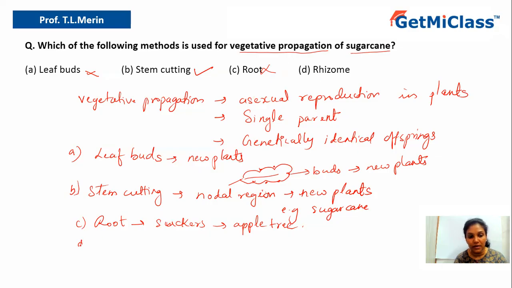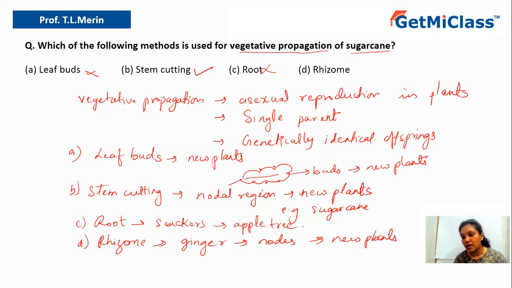Now option D, what is option D? It is rhizome. So what is rhizome? Rhizome itself is a type of stem, but it is an underground stem. The best example is ginger. In these, there are again tiny nodes, and these nodes will give rise to new plants. But this is underground, hence this will not be considered at all. So option D is also wrong. So what is the right answer? The right answer is option B, that is stem cutting.